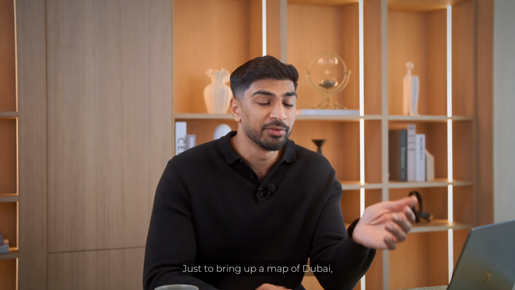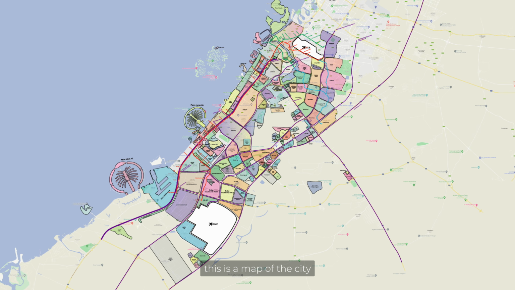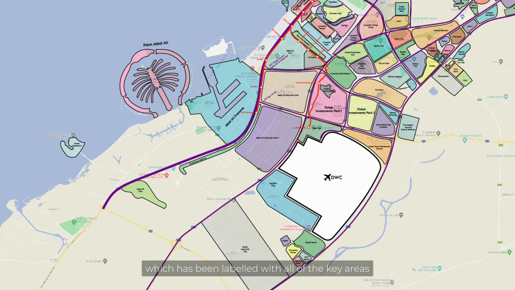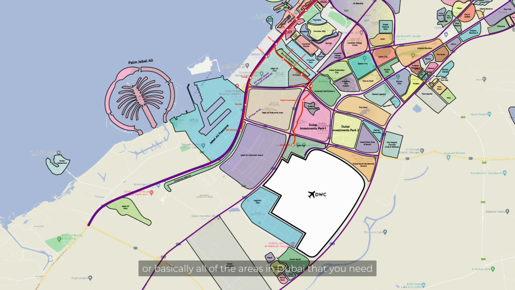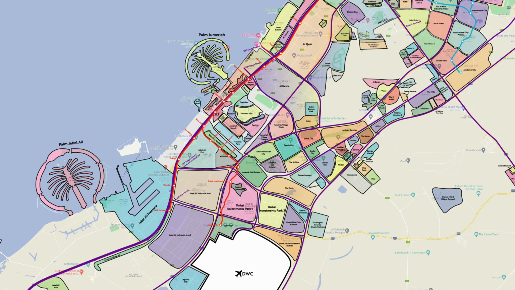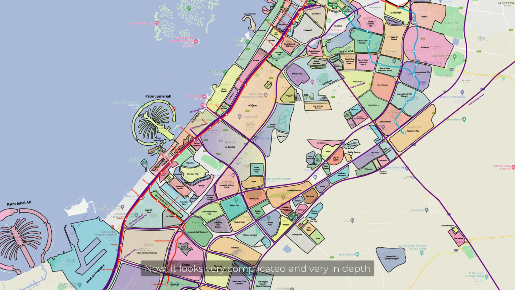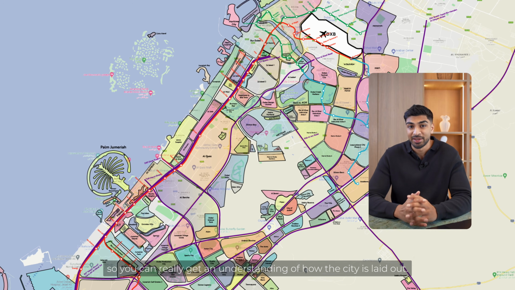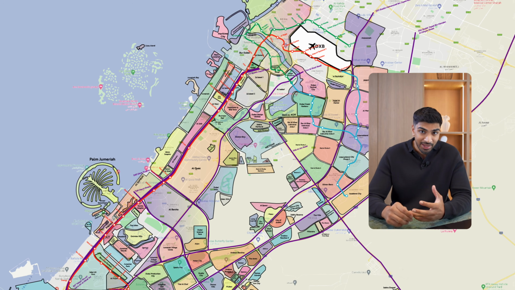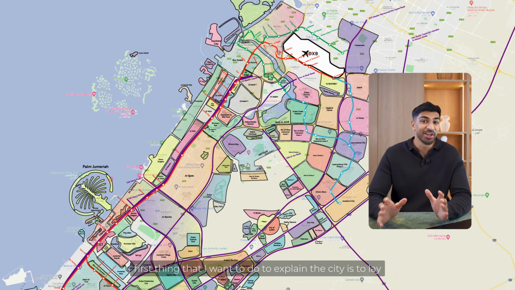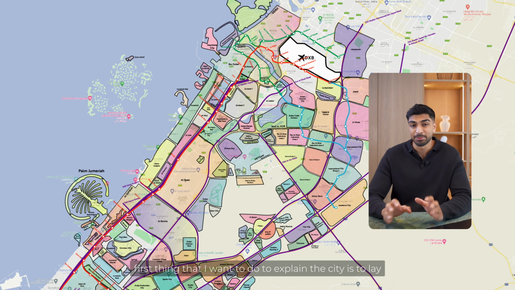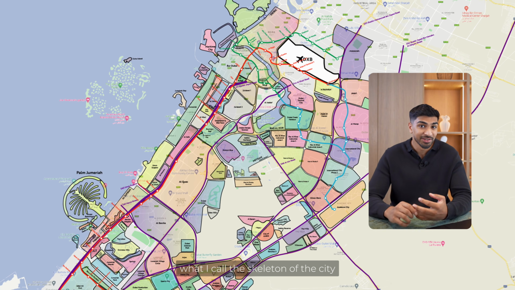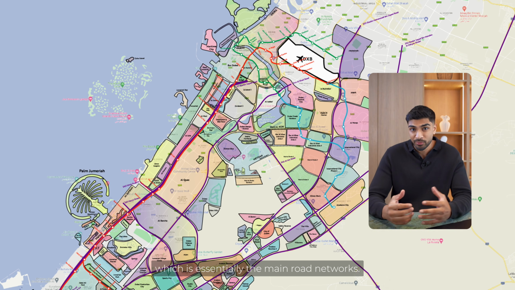Just to bring up a map of Dubai, this is a map of the city, which has been labeled with all of the key areas, or basically all of the areas in Dubai that you need to really understand. Now, it looks very complicated and very in-depth, but I'll break it down slowly so you can really get an understanding of how the city is laid out. The first thing that I want to do to explain the city is to lay what I call the skeleton of the city, which is essentially the main road networks.